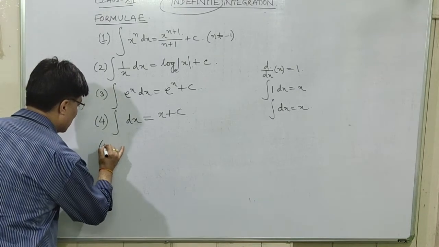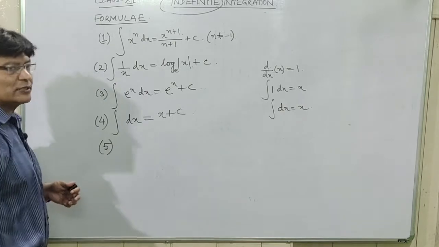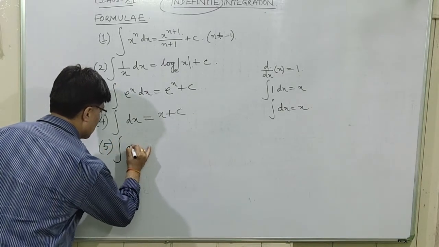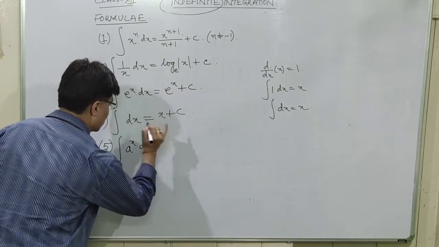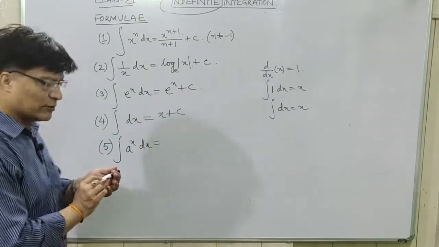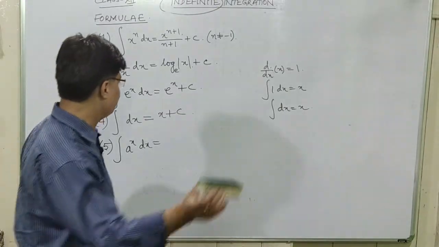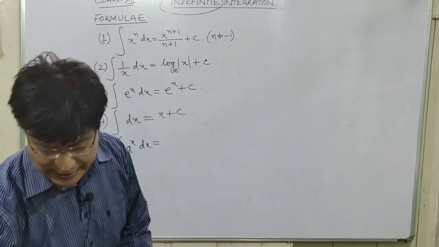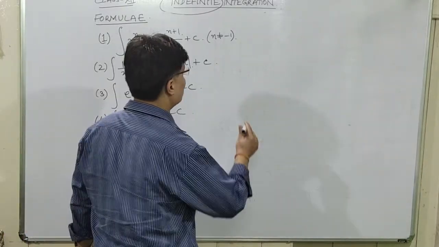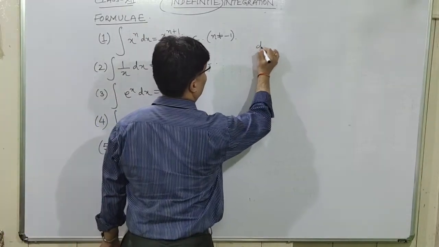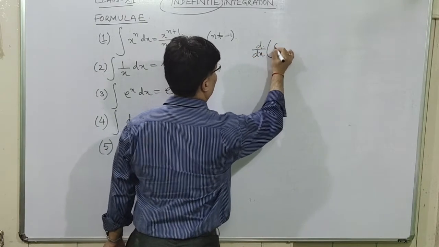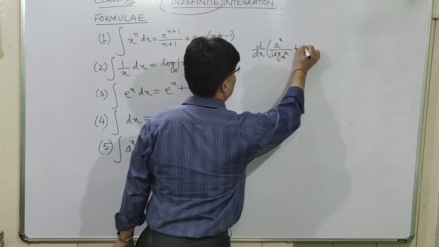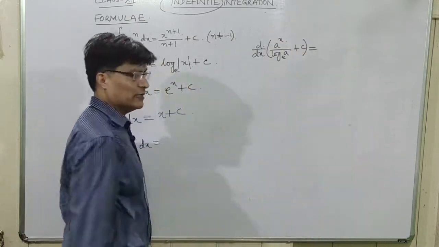Okay. Now number 5. Now let us do number 5 now. Okay. So what is integration of a to the power x dx is equal to? Can you tell me? What is integration of a to the power x dx? So let us find out integration of a to the power x dx. Okay. So now you know that d by dx of a to the power x divided by log a base e plus c is equal to, let us find it.